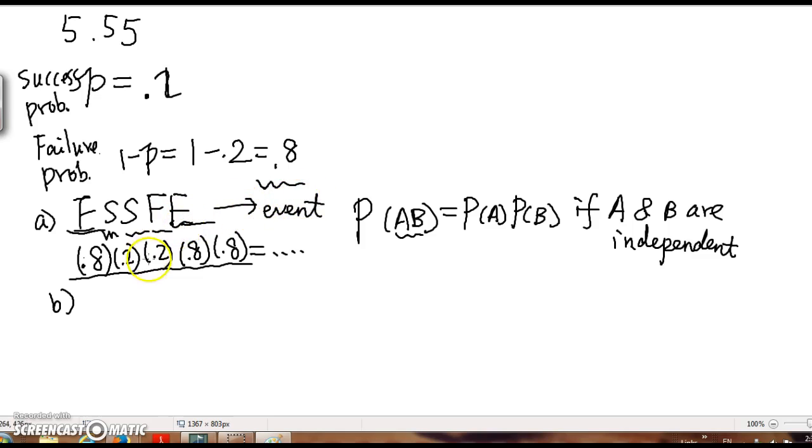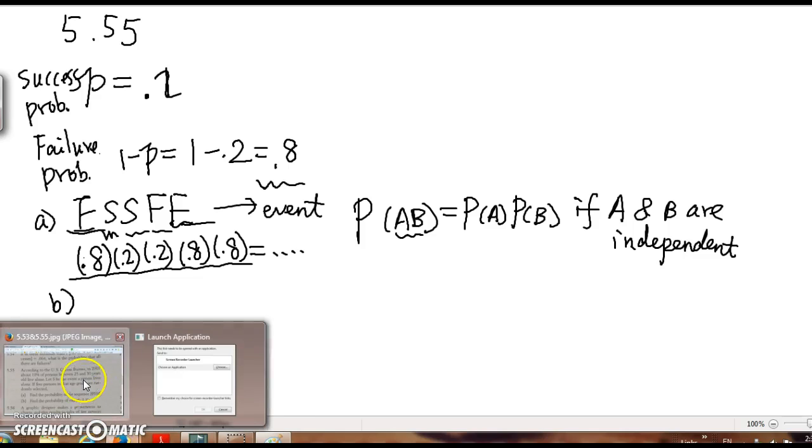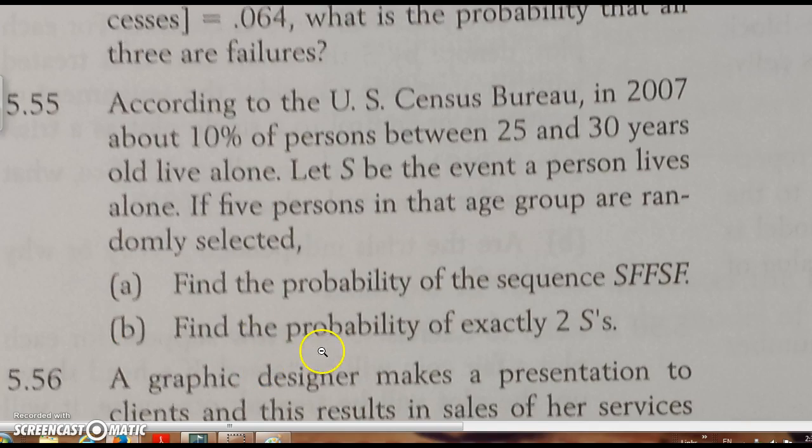So that's why we can multiply the probability of all these 5 answers. Okay, so part B is a little bit different. If we take a look at the problem, part B, it says find the probability of exactly 2 successes, which means exactly 2 persons from these 5 persons you selected will answer yes, they live alone.